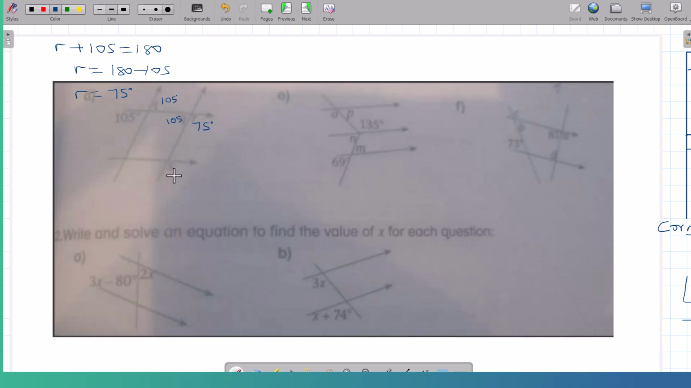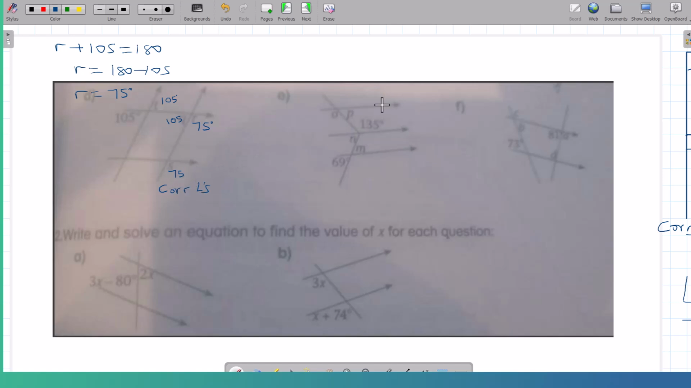S equals what? S is also 75. Who can give us a reason? The reason is corresponding angles. You see the shape of the F. That's corresponding angles. Are we together now?